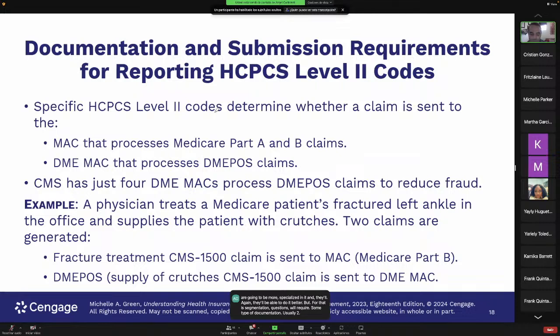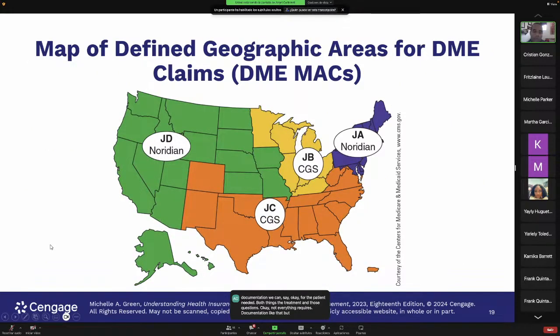forms of documentation. One will be the doctor notes with what happened, what was the subjective, objective, the assessment and the plan in a SOAP note, and a second, a radiology report stating that the patient has a fracture. Okay, so with those two pieces of documentation, we can say the patient needed both things, the treatment and those crutches, and they can get paid. Now, not everything requires documentation like that, but most of the time they do.